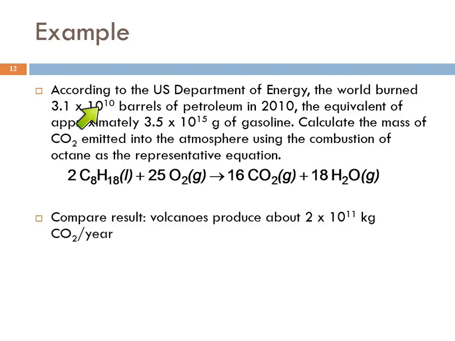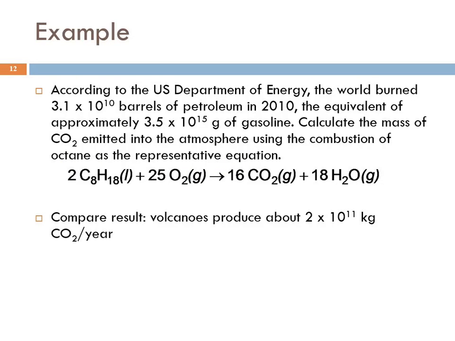That's a 3 with 10 zeros after it. And the uncertainty is here in the ones in this 0.1. So very, very broad number. That's the equivalent of about 3.5 times 10 to the 15 grams of gasoline. Calculate the mass of CO2 emitted into the atmosphere using the combustion of octane as the representative equation.